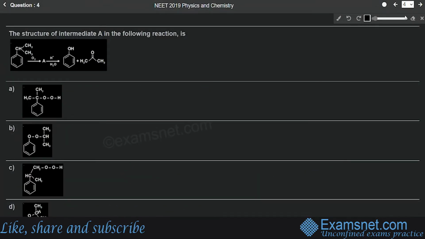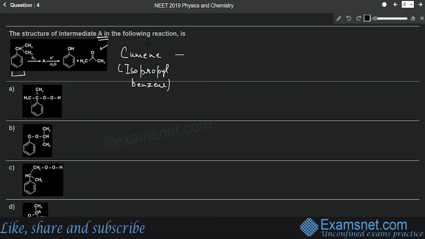Question number 4 is from the chapter Alcohols, Phenols and Ethers. And the question is, the structure of intermediate A in the following reaction is. Okay. So in the given reaction, we can see that the reactant is isopropyl benzene, that is also known as cumene. So cumene is isopropyl benzene.